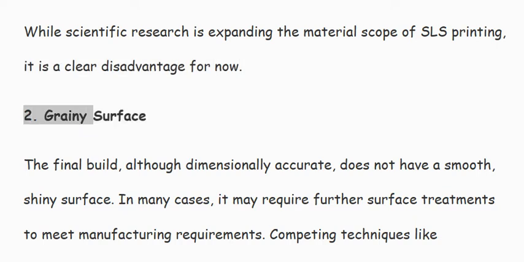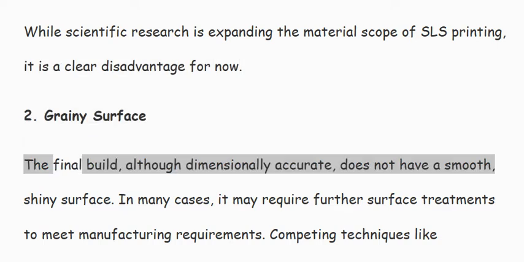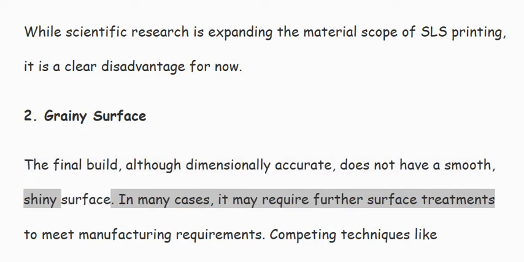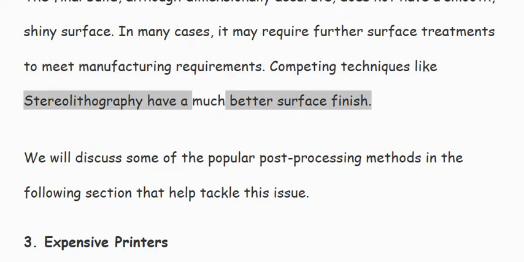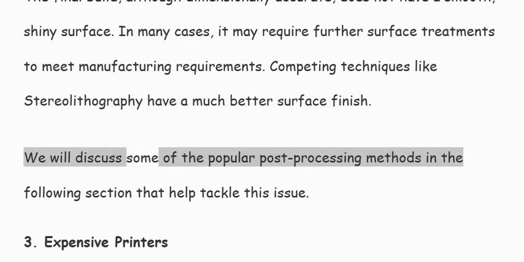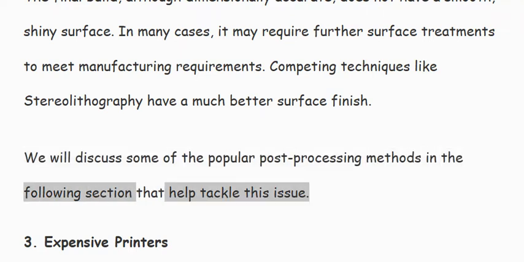2. Grainy surface. The final build, although dimensionally accurate, does not have a smooth, shiny surface. In many cases, it may require further surface treatments to meet manufacturing requirements. Competing techniques like stereolithography have a much better surface finish. We will discuss some of the popular post-processing methods in the following section that help tackle this issue.